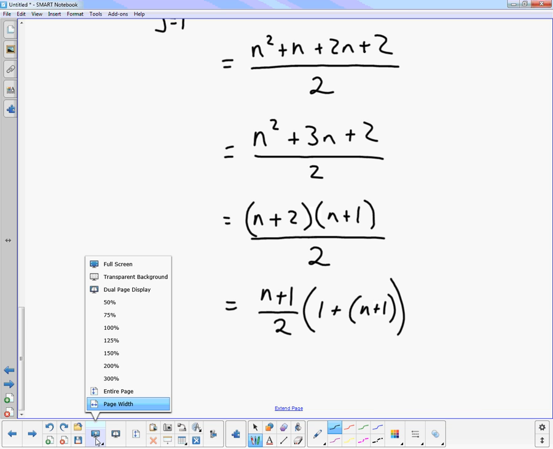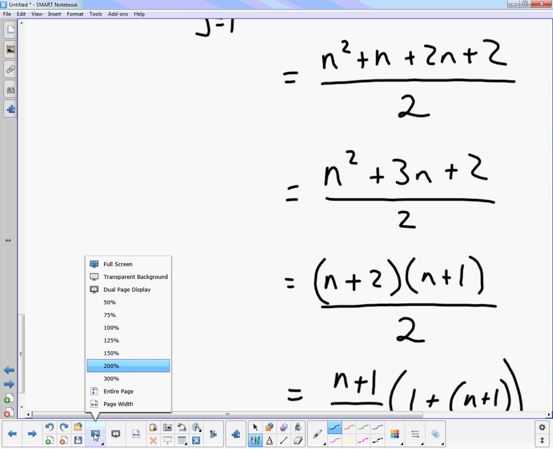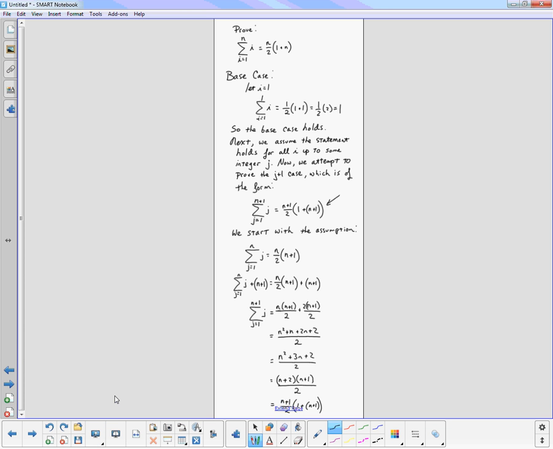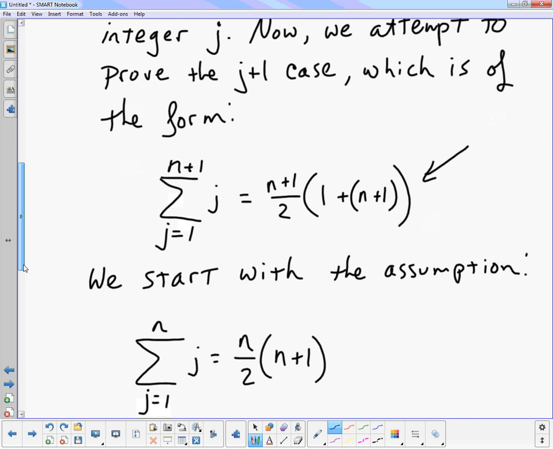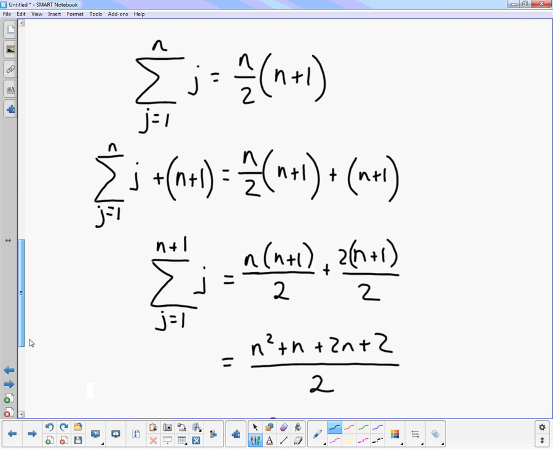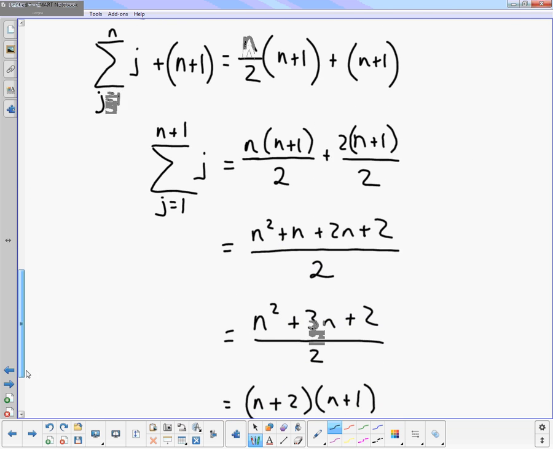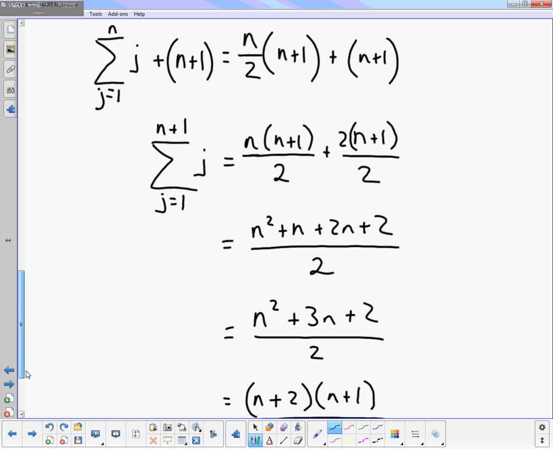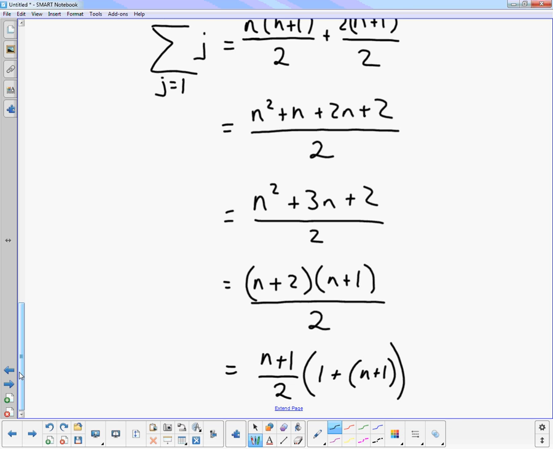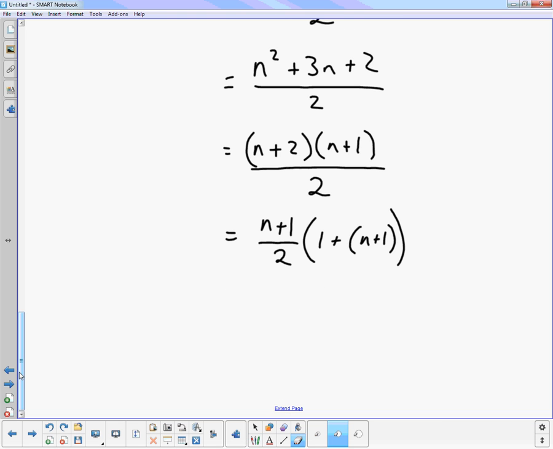Let's see if I can do this. Yeah, it's big, but let me see if I can make it a little bit better. So that's what we were trying to prove. So we added a term to both sides. And then we have to do some algebra to manipulate it into the form that we want. And now we clean it up.